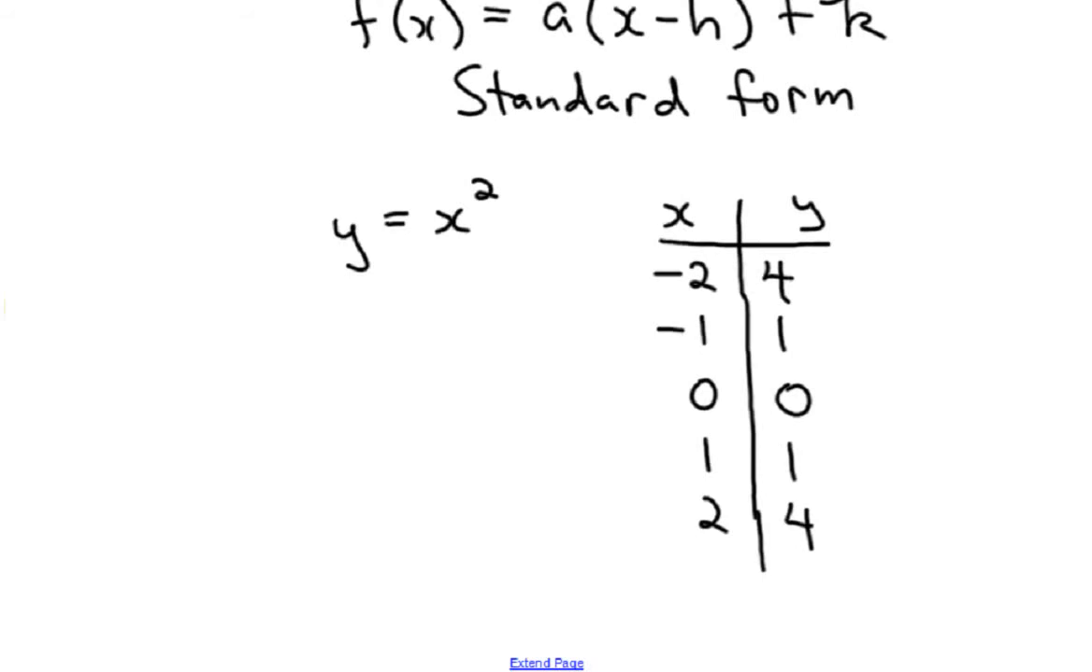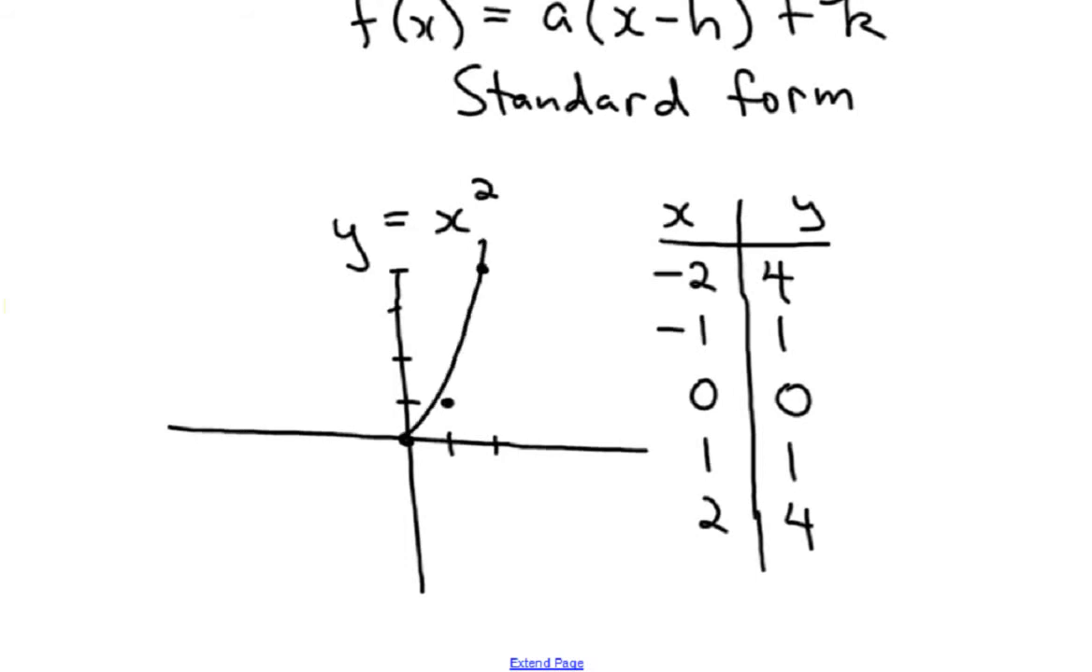So what does our basic graph look like? Well, let me just give you an idea. It's going to have the quadratic parabola shape. And if we plot these points, the vertex is going to be at (0, 0). Then we've got the point (1, 1). And when we go 2 to the right, we go up 4. So this gives us the fundamental shape of this parabola.